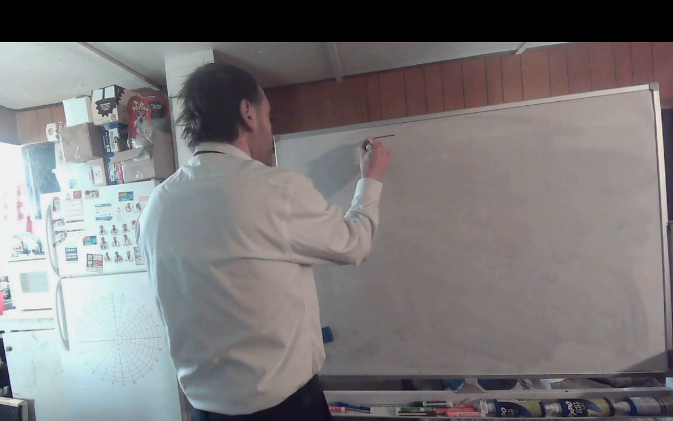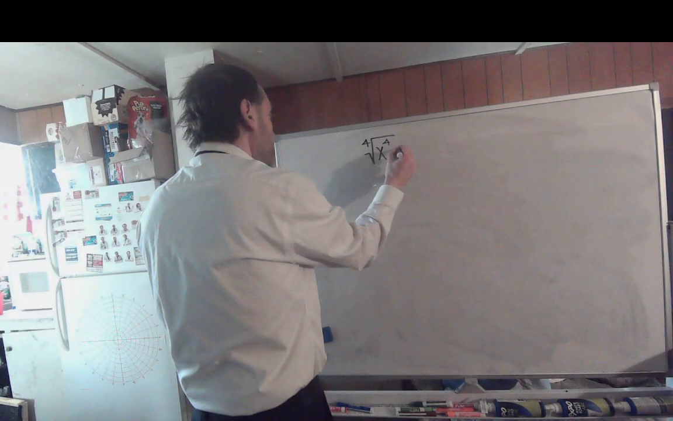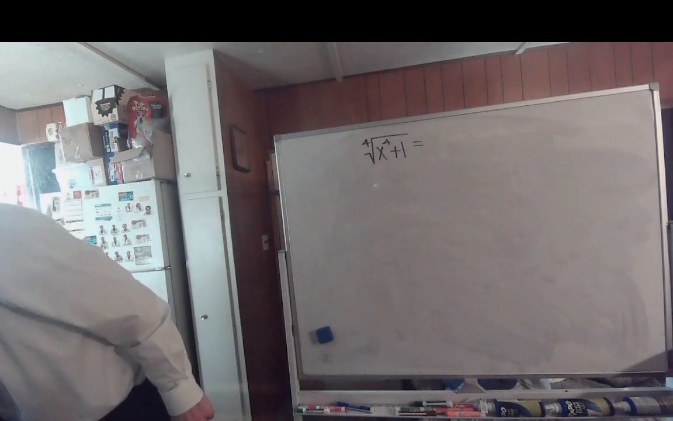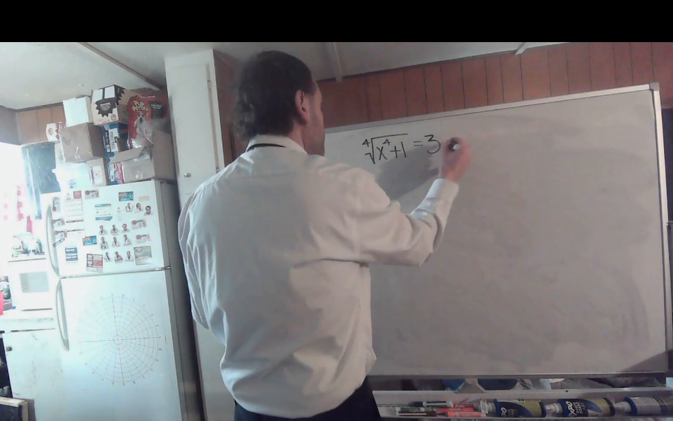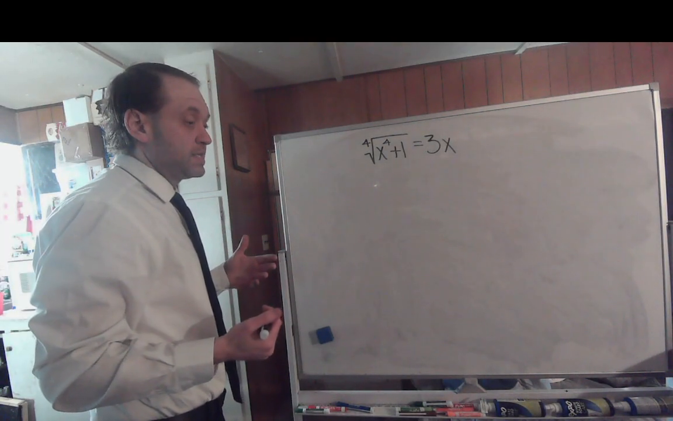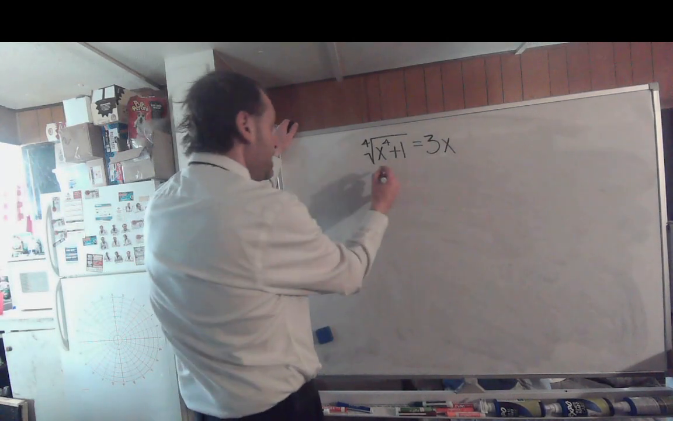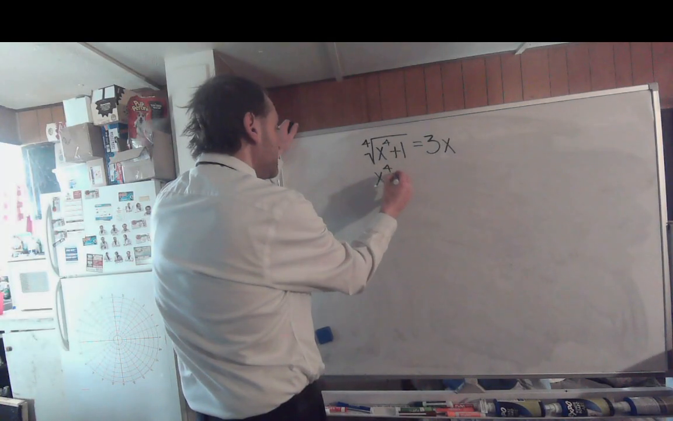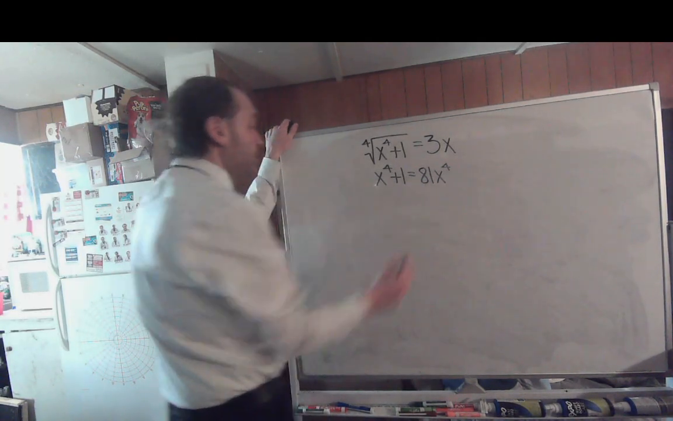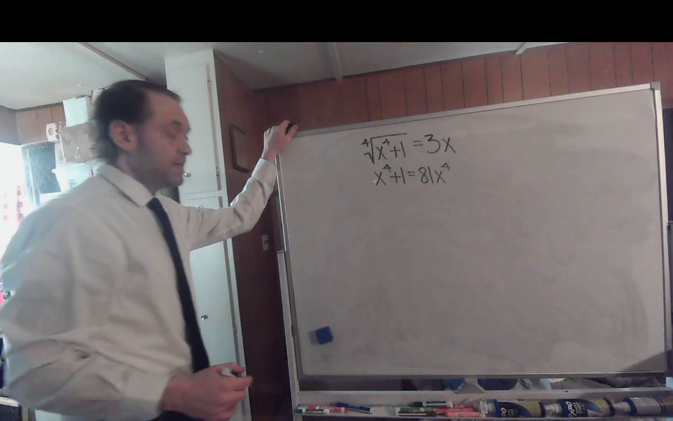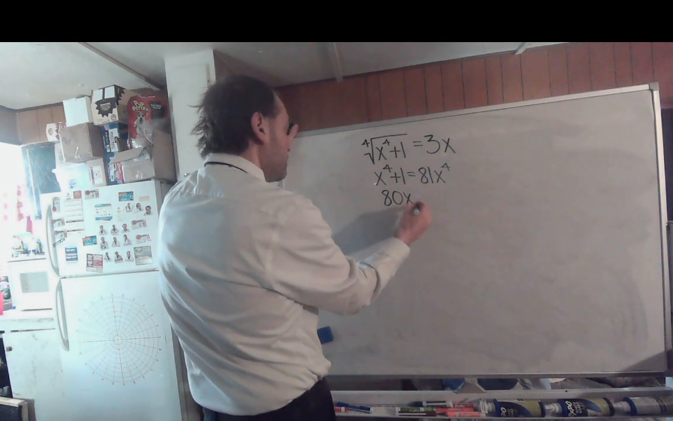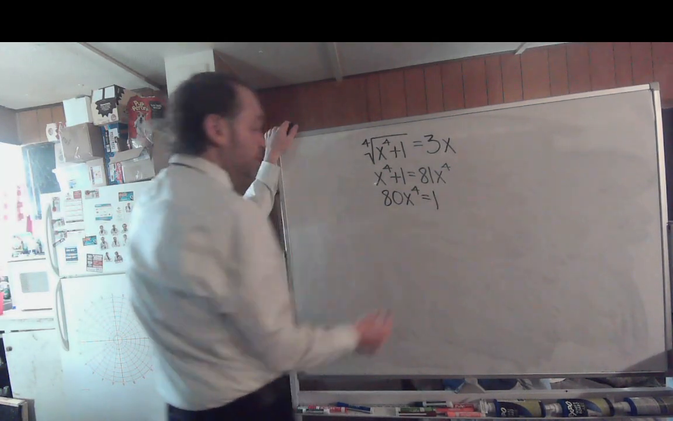All right, let's see. We have the fourth root of x to the fourth plus 1 is equal to 3x. Well, we definitely want to raise both sides to the fourth power, right? So you do that, and you'll end up getting x to the fourth plus 1 would equal 81x to the fourth power. So we have a bit of a mess here. This ends up turning into 80x to the fourth would equal 1.